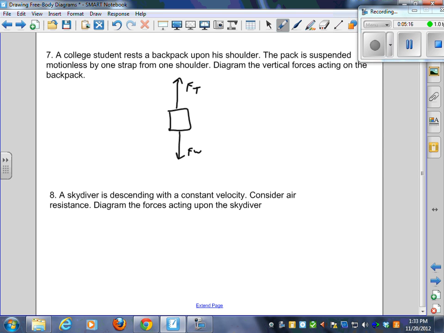A skydiver is descending with constant velocity. Consider air resistance. Is this not the same as the egg? No, consider air resistance, so it should be a friction force. It says constant velocity, so they have to be the same. Now, do you think that's what I'm looking for when I give you constant velocity? Do you think there's a mark for making them equal? Yes, absolutely there is. So make sure of that.